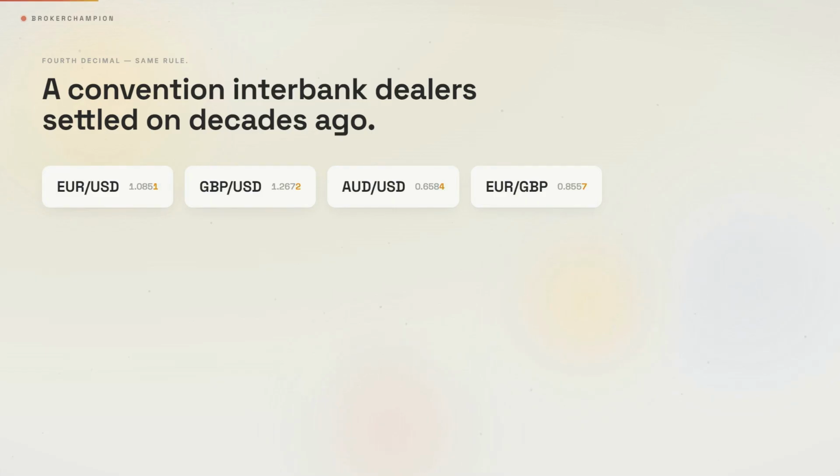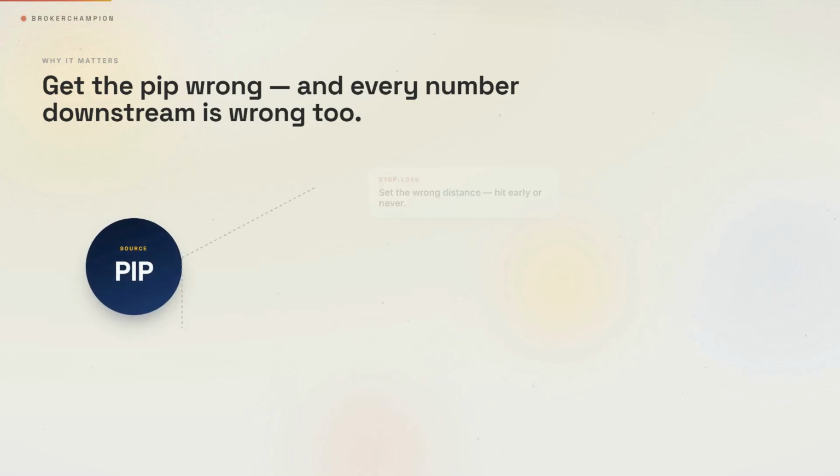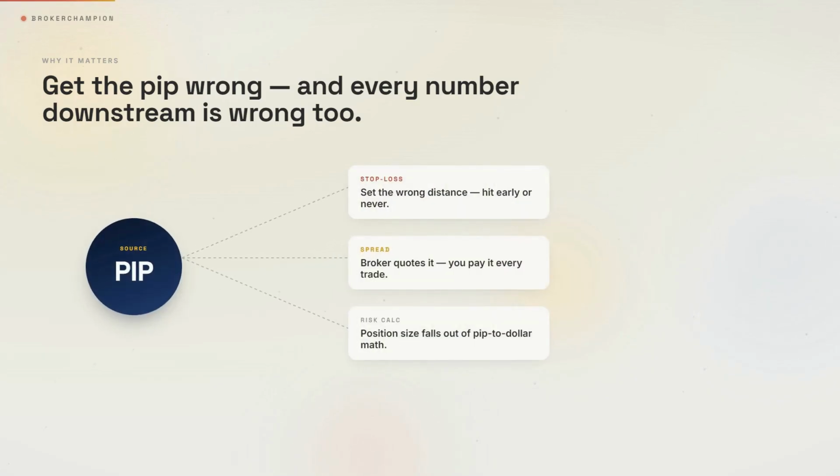It's not a law of nature. It's a convention interbank dealers settled on decades ago because that was as much precision as anyone needed. The reason it matters today is simple. Every stop loss you set, every spread your broker quotes, every risk calculation you'll ever do, all of it is spoken in pips. Get the pip location wrong and every number downstream is wrong too.